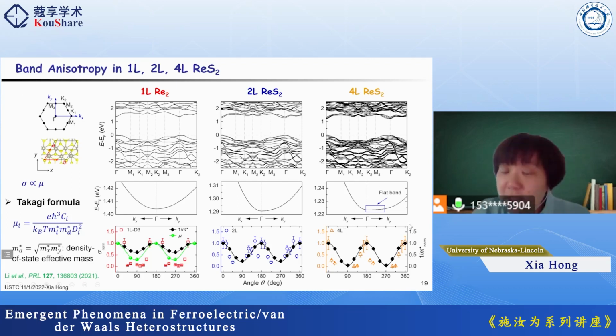We also find that the anisotropy indeed increases with the increase in layer number, and for the 4-layer device, there's an emergence of a flat band. So this will be a very interesting system if we can look into collective behavior such as magnetism or superconductivity at the reduced dimension.